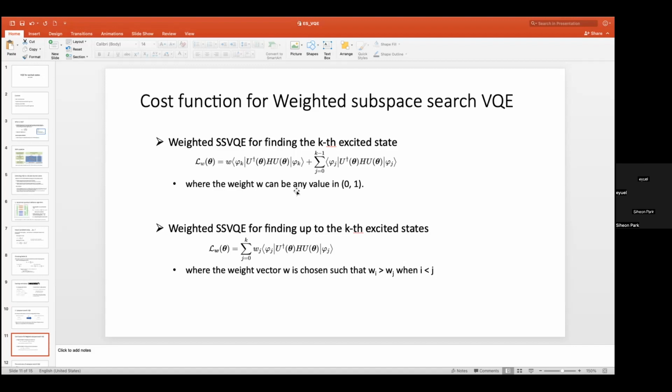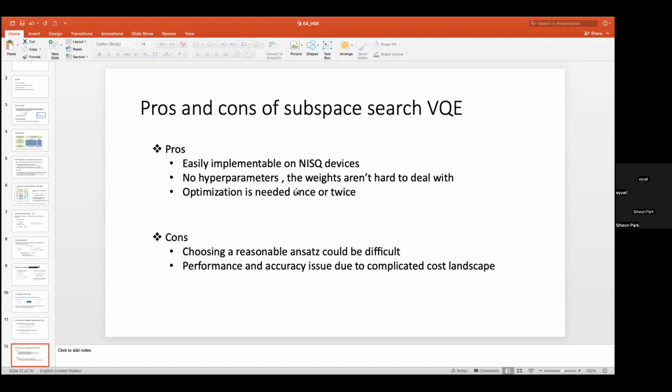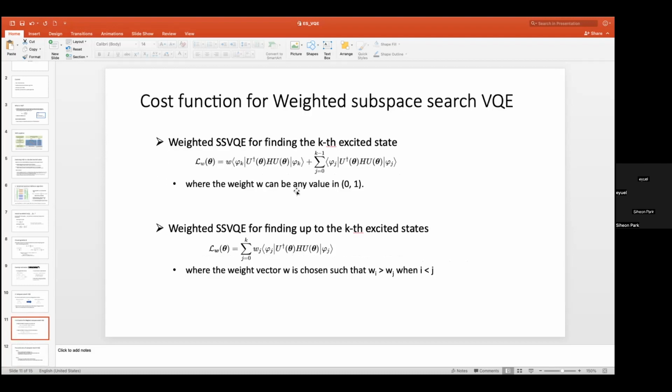So this is it. And what are the pros and cons of subspace search VQE? This one is really easy to implement because we don't need a deeper circuit or additional qubits. So it seems to be NISQ friendly, and there are no hyperparameters that we need to deal with like in VQD. And the optimization is also just one or two loops.